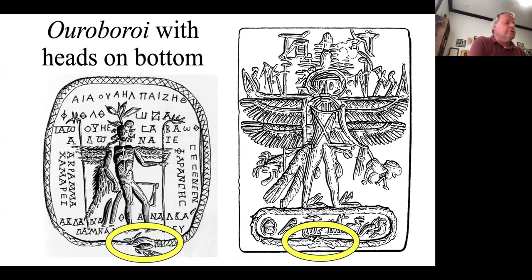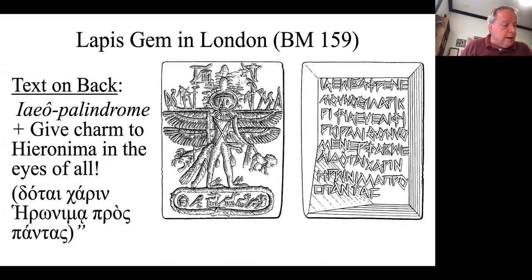The extant rectangular gems do not, however, have magical words filling up the space around the deity, as we see on the Ephesian design. Instead, such names appear on the reverse of these gems, as we saw, for example, at the lapis gem in London, which has no text on the obverse, but on the reverse.